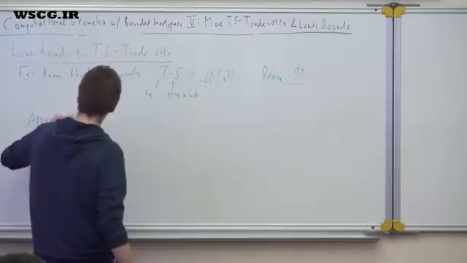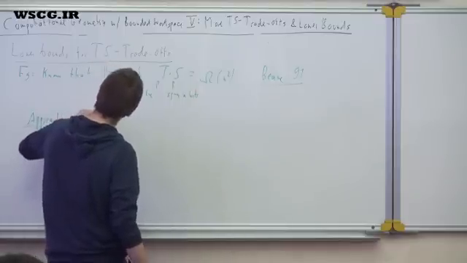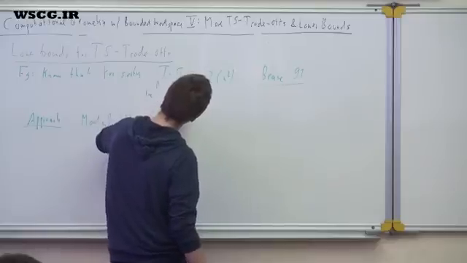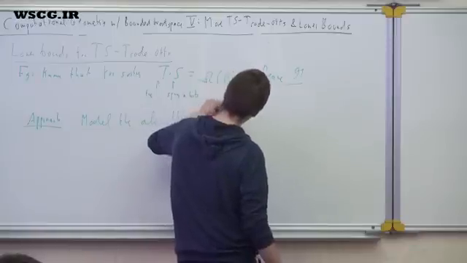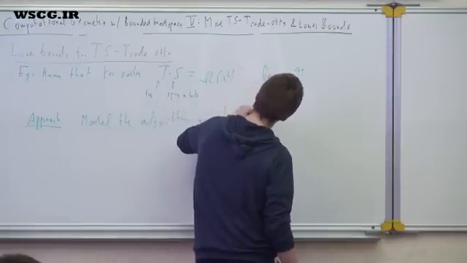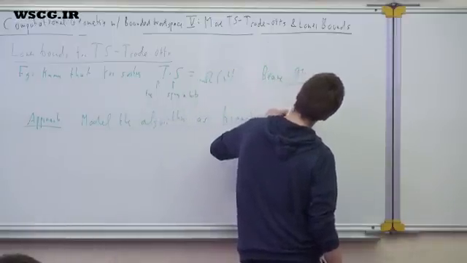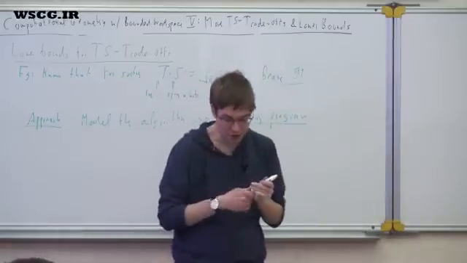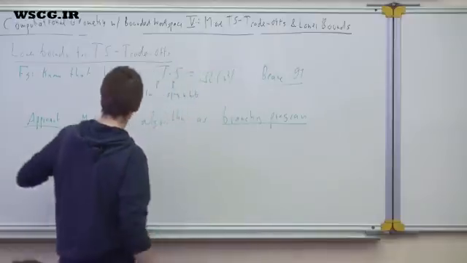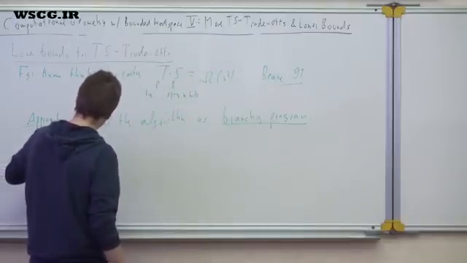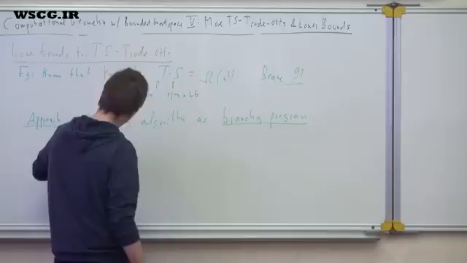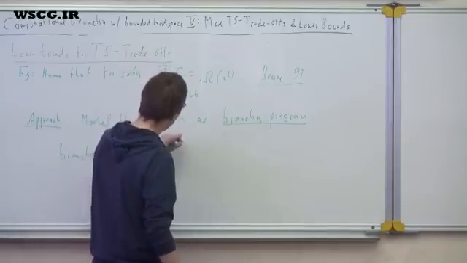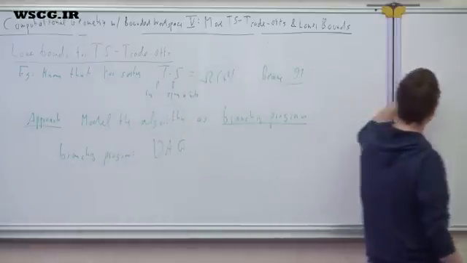And so the model here is, we model the algorithm as a branching program. So not a decision tree, but something which is called a branching program. And so what is a branching program? A branching program is defined as follows. A branching program is a directed acyclic graph. So it's a DAG. It looks like this.